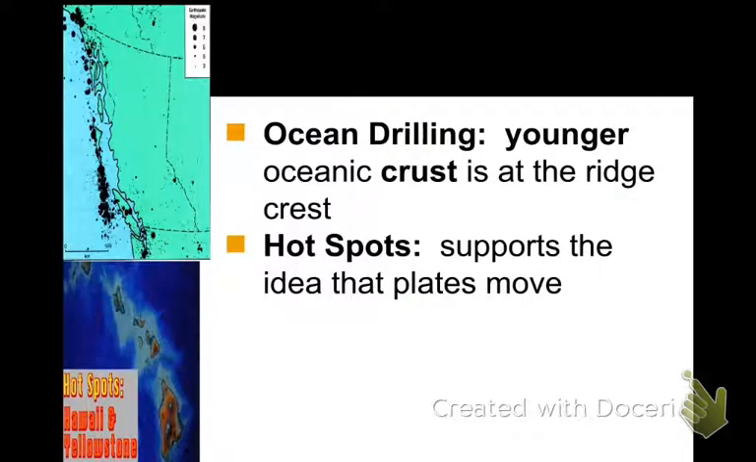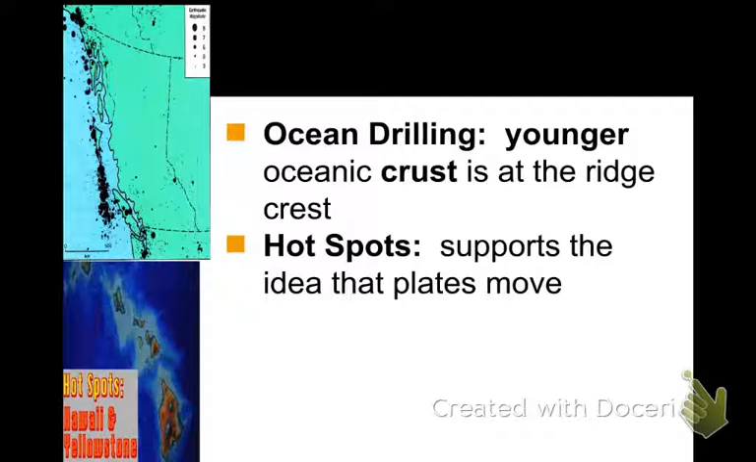Okay, ocean drilling. So this is another form of evidence. When we drill into the ocean, we can take samples of rock and we can see that there is rock that's only like a week old. So that shows us that there is brand new crust being created, which again is evidence of plate tectonics.